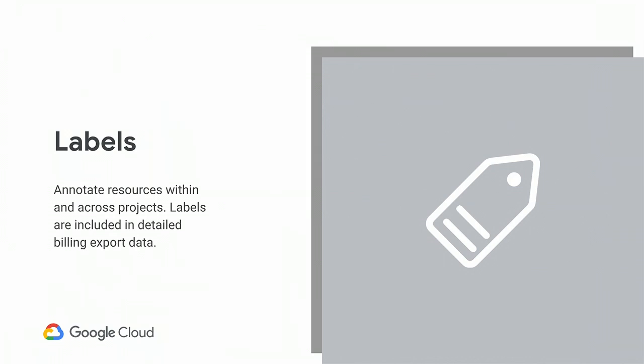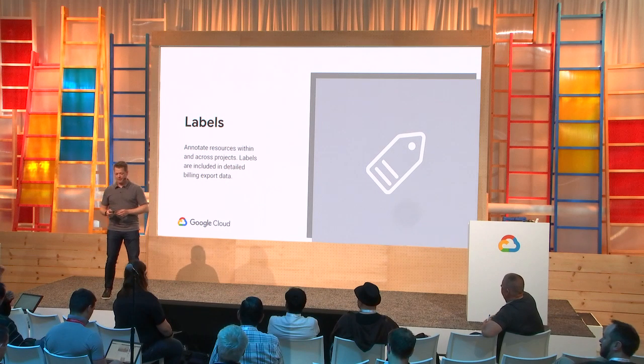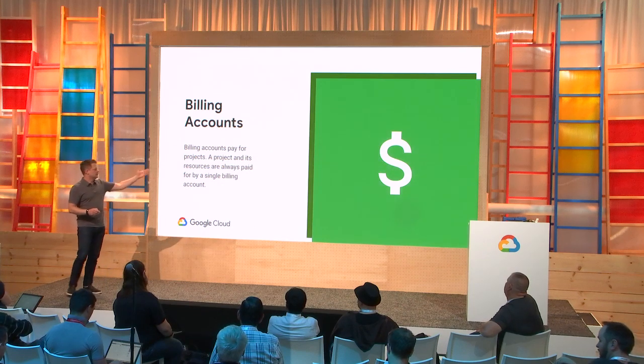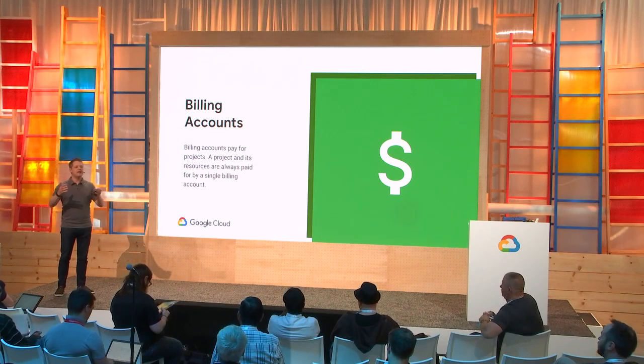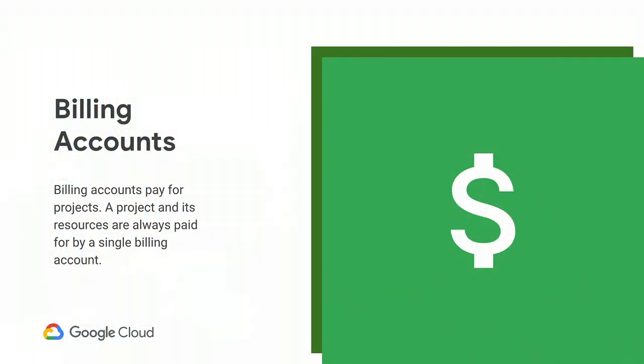anywhere you want to see that labeled usage. So our cross-cutting structure is called a label, which is a key value pair, a label key that you define, and a value associated with it that you can attach to a project or to resources below the project level. We'll look at a bunch of examples about that in a couple of minutes. Finally, got to the big green dollar sign. A billing account is this container that pays for usage within projects. And a project is always paid for by a single billing account in GCP.